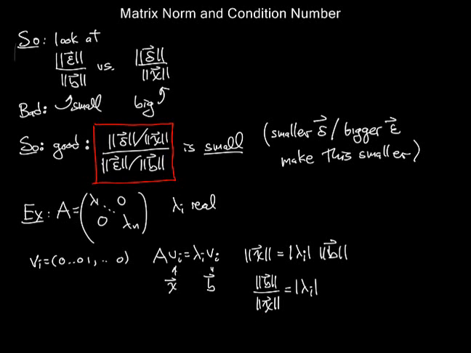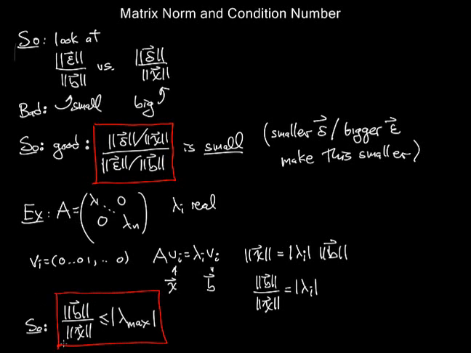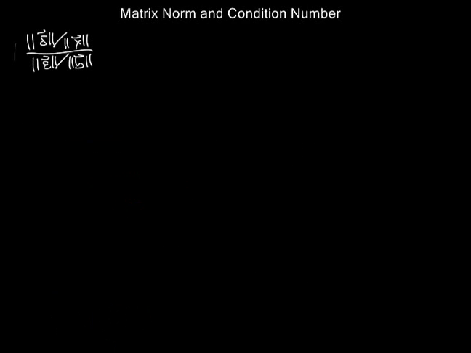Well, there are all these different lambdas, and we don't know what they are, but the point is that what we can say is that the length of b over the length of x is less than or equal to the absolute value of the maximal lambda. And we want this number to be small, so that's why I'm writing less than or equal to something. So let's go back and show where I'm going to use this.